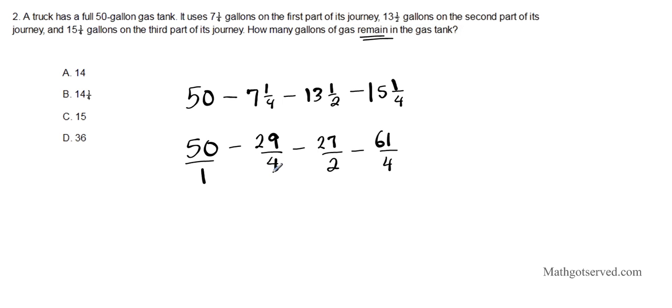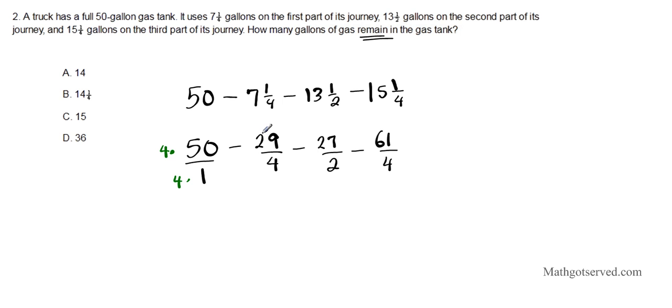Now, what's the LCD of 1, 4, and 2? The smallest number that 1, 4, and 2 can go into is 4 because 2 goes into 4, 4 goes into itself, and 1 goes into every number. All right? So I need all the denominators to be 4. To accomplish that, I need to multiply this by 4 top and bottom.